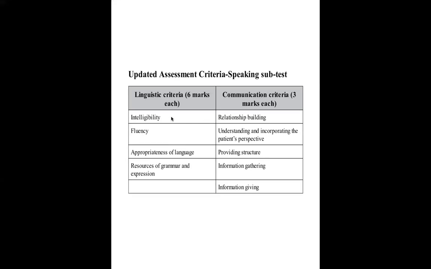So linguistic criteria, I'll explain these step by step later on, but for now, linguistic criteria: intelligibility, fluency, appropriateness of language, resources of grammar and expression. Communication criteria I'll also be explaining later on. So relationship building, how you build a good rapport, a relationship with the patient. I'll tell you how to do that later on.